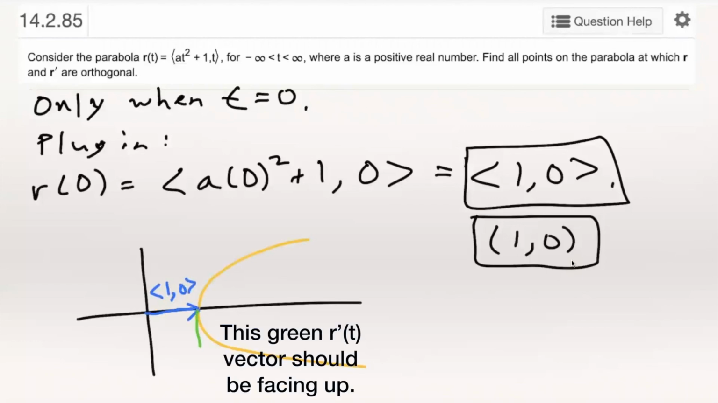Here's the picture. That's our r of t. Our r prime of t looks like that, and they are at a right angle there.